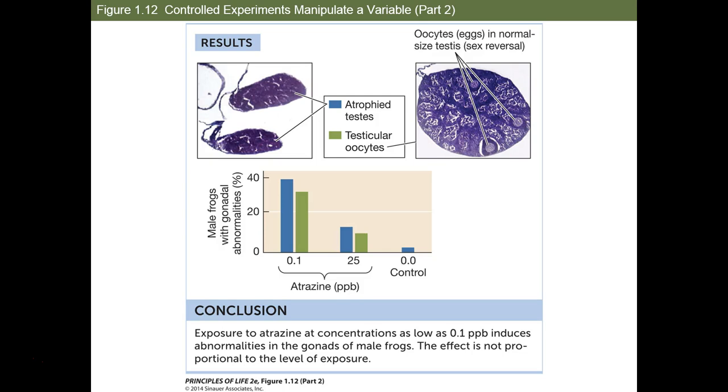At the conclusion of the experiment, data was analyzed. It was concluded that exposure to atrazine at concentrations as low as 0.1 part per billion induced abnormalities in the gonads of male frogs. You can see in the picture of the frog's testes on the right, there are eggs growing within them.